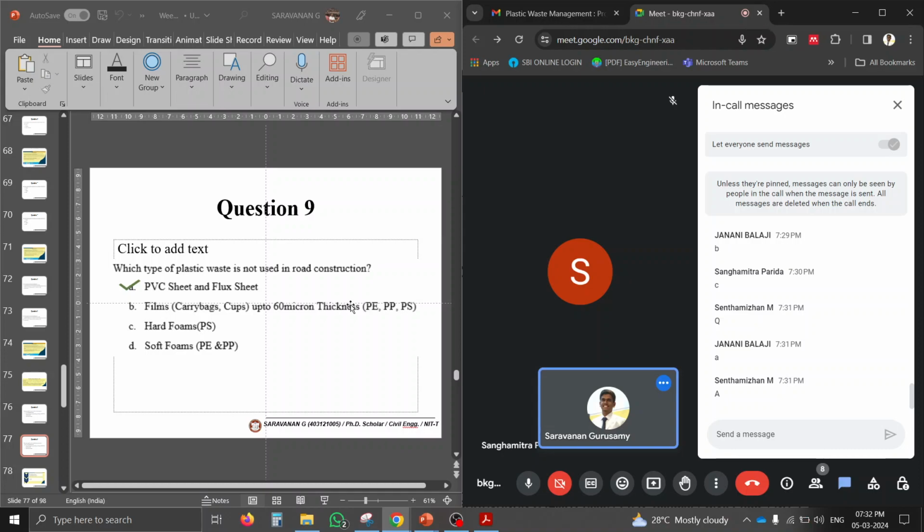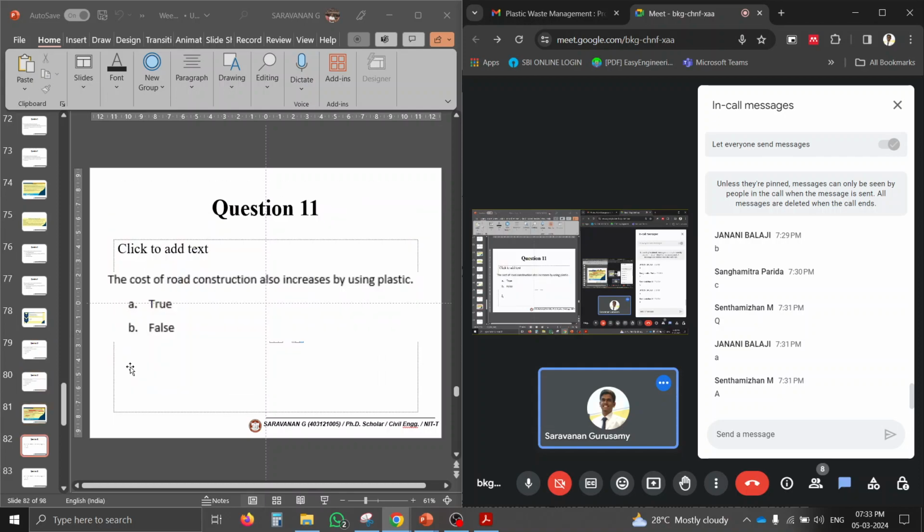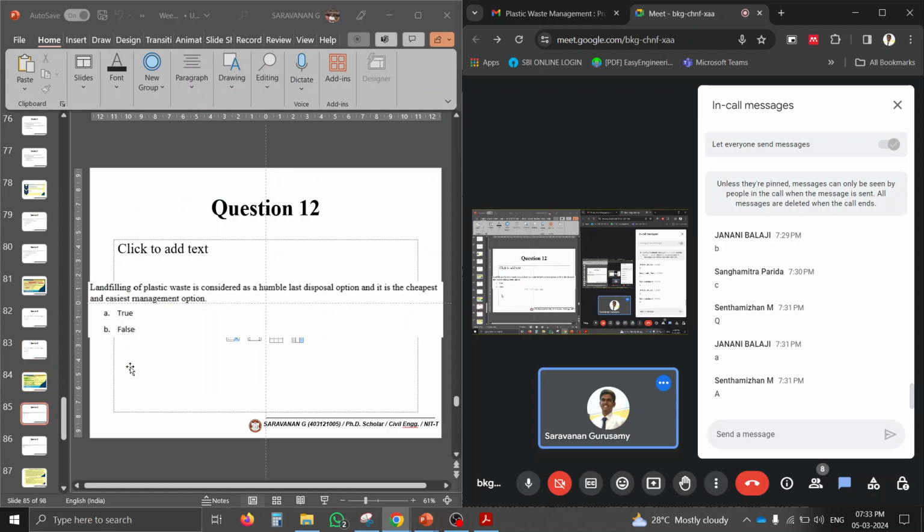Then, which of the following is not a feed point for plastic waste material into the cement plant? Not a feed point. We can use the main burner, rotary kiln inlet, and pre-calciner, but in the clinkers we should not use it. Clinker is a product in the cement plant. This is all we have discussed.